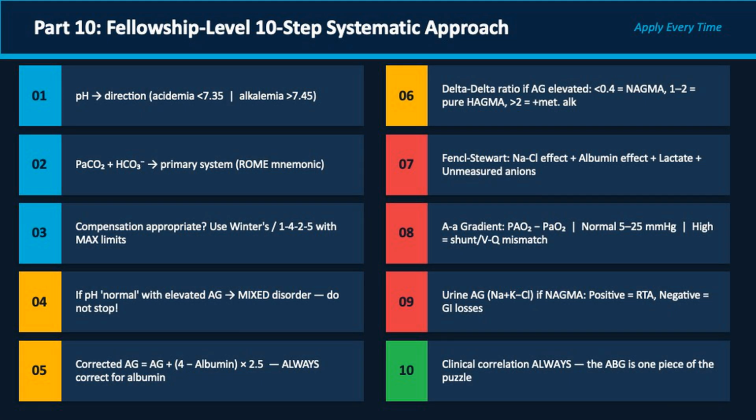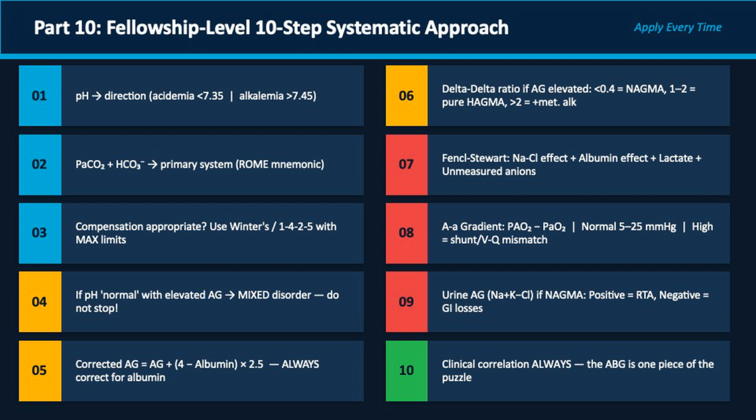Okay, let's bring everything together. 10 steps, use this every time. Step 1, look at pH. Is it acidemia, below 7.35, or alkalemia, above 7.45. Step 2. Look at CO2 and bicarbonate. Which system is the primary problem? Always use ROME. Step 3. Is the compensation appropriate? Use Winter's formula or the 1-4-2-5 rules. Apply the physiologic limits.